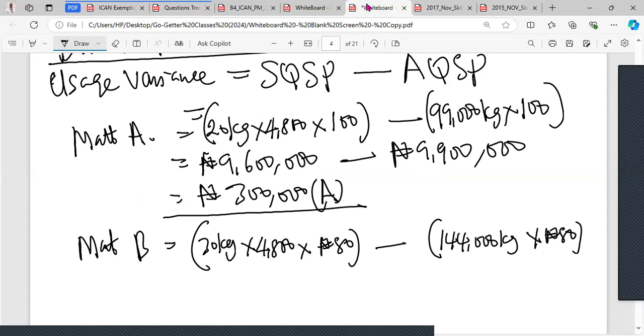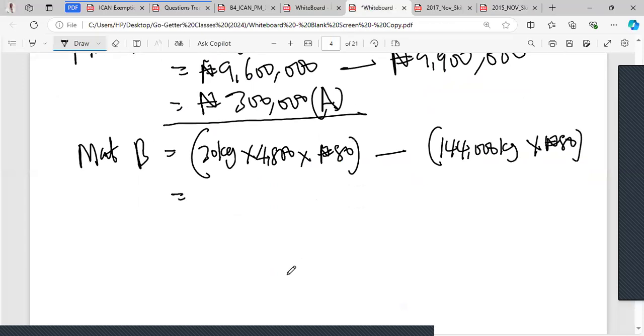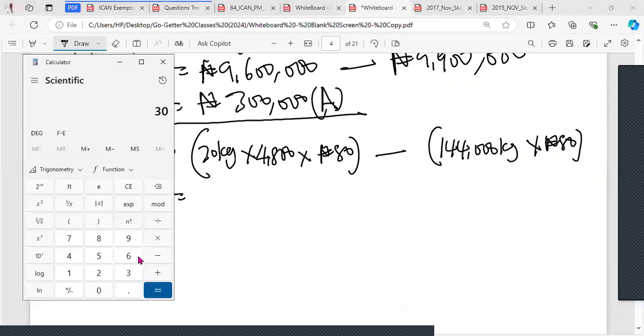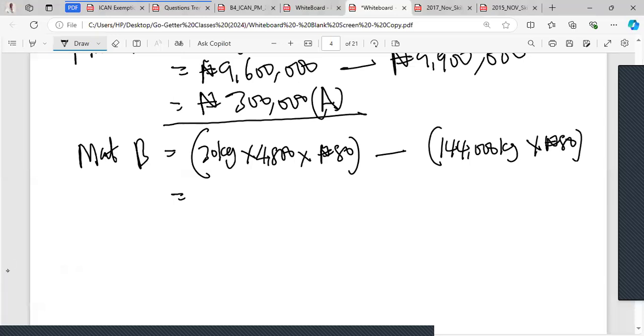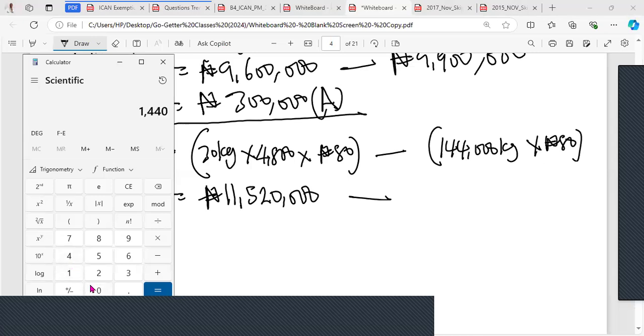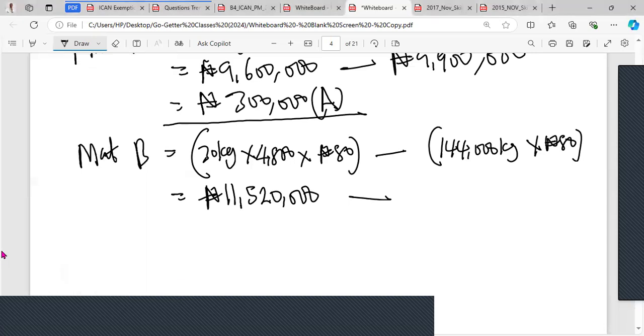144,000 kg consumed. So this is going to give us, we activate our calculator again, 30 multiplied by 4,800 multiplied by 80. That gives us 11,520. Minus, I'm also guessing this is also 11,520, 144,000 times 80, 11,520. So the variance is 0.